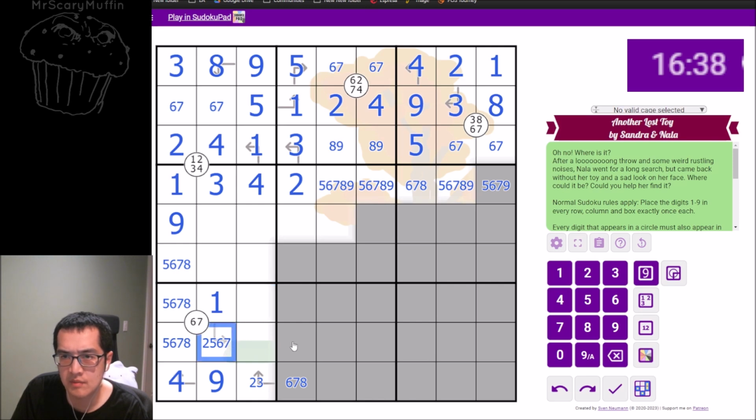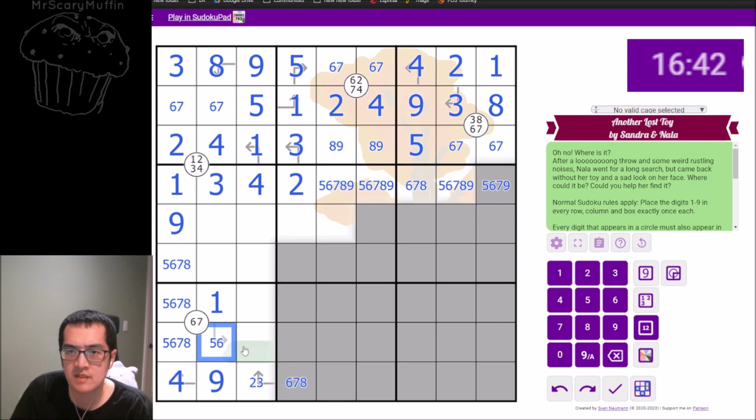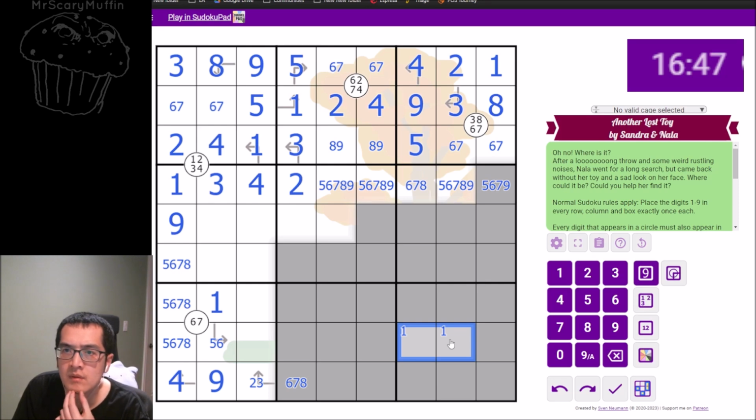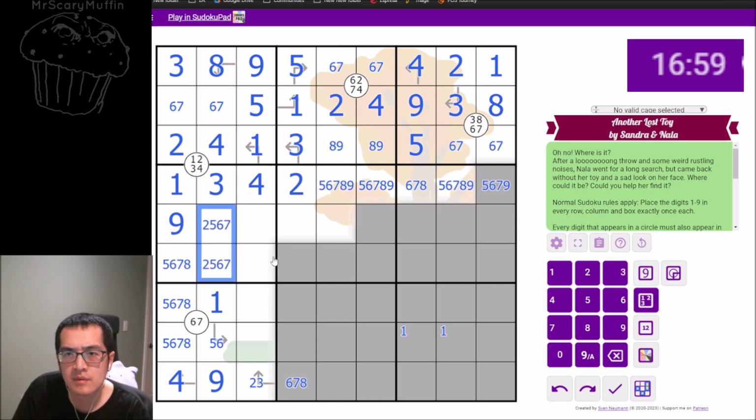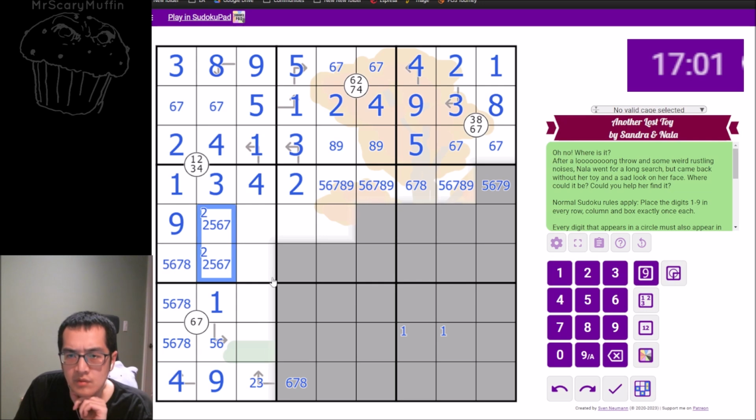Anyways, well, 1 needs to be projected. Can't be projected here, so it's not 2. And it can't be 7. So 1 is projected over here. 5, 6, 7, and a 2. Which means 2 needs to be here as well. So 2 and 3 are locked in here somewhere.